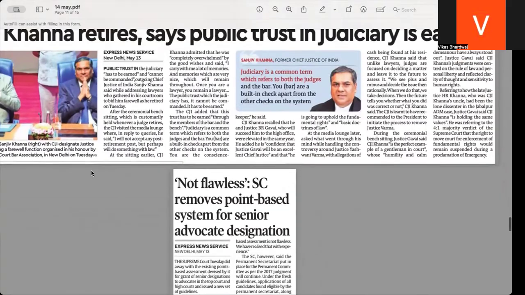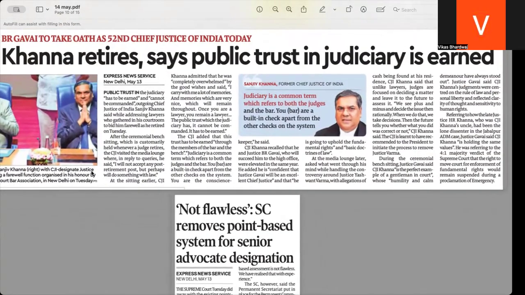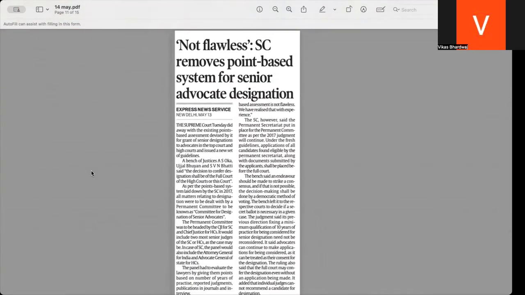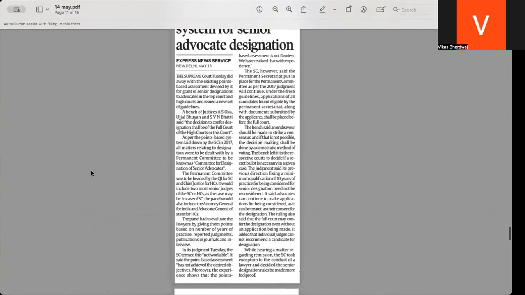And obviously the point that he is saying is that the Supreme Court is not flawless, and they have removed the point-based system for senior advocate designation. The bench of Justices A.S. Oka, Ujjal Bhuyan, and S.V.N. Bhatti decided that the conferment of designation shall be by the full court of the High Courts or this court.